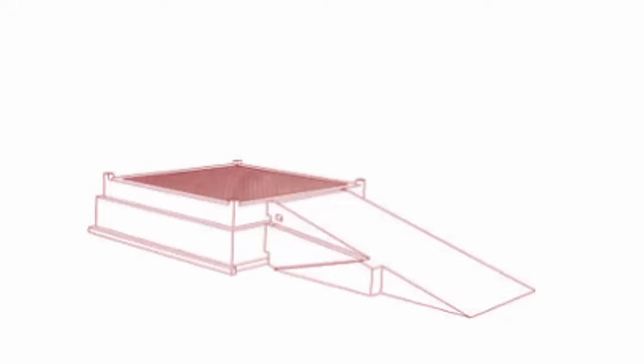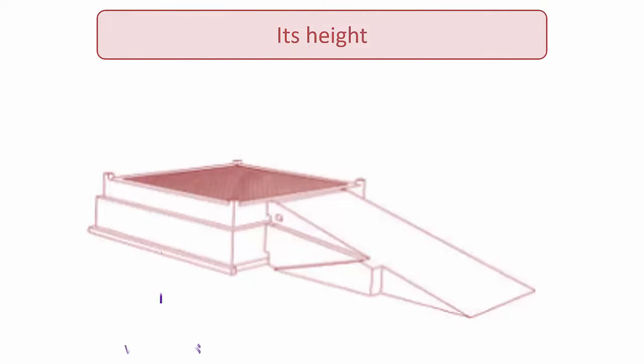Now we're going to learn about the height of the Mizbeach. So at the very bottom we have the Yesod. The Yesod was 1 amma high. Then we move up to the next section, which was 5 amos high. Then we have the next section, which was 3 amos high. And then finally we have the kronos, the corners, which were 1 amma high. So it comes out that the height of the Mizbeach was 10 amos.